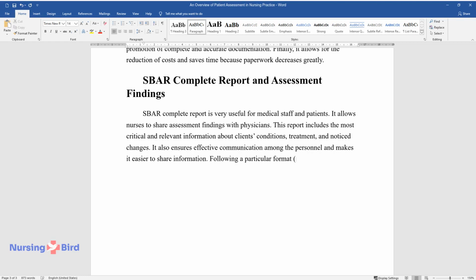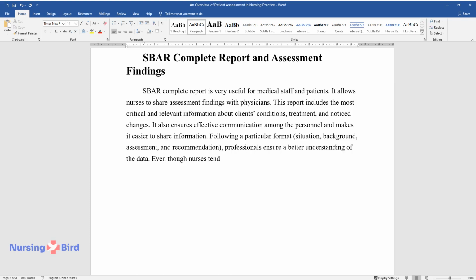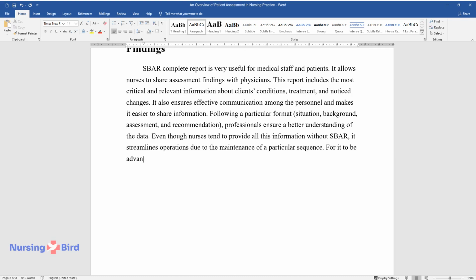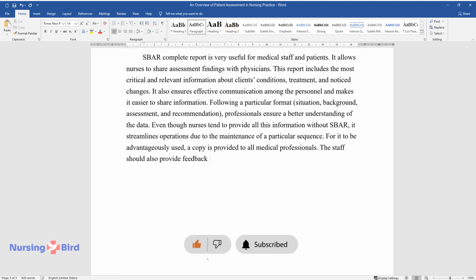Following a particular format, situation, background, assessment, and recommendation, professionals ensure a better understanding of the data. Even though nurses tend to provide all this information without SBAR, it streamlines operations due to the maintenance of a particular sequence. For it to be advantageously used, a copy is provided to all medical professionals. The staff should also provide feedback to see if additional education is required.